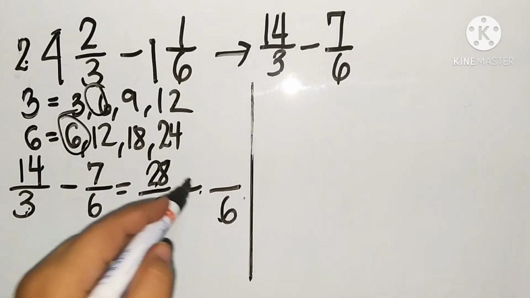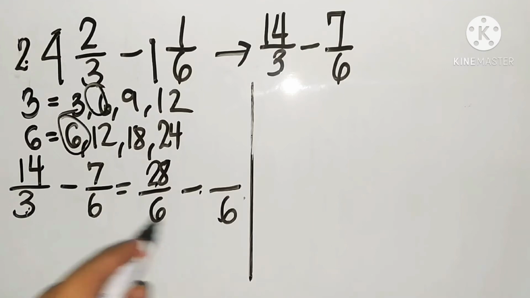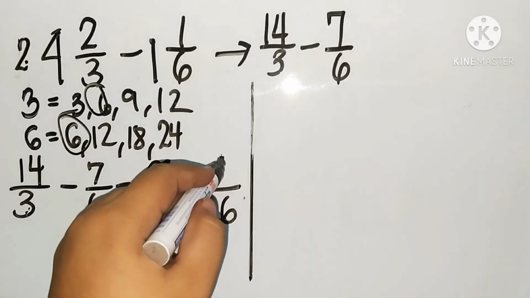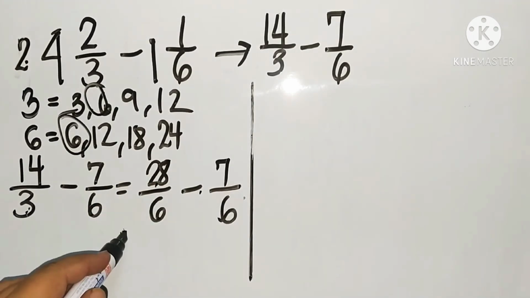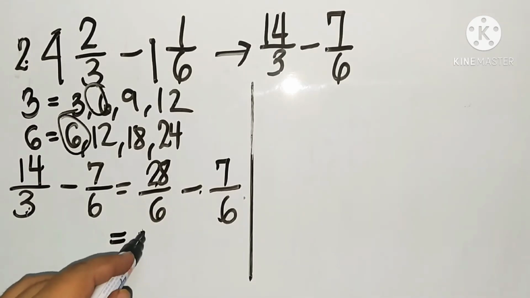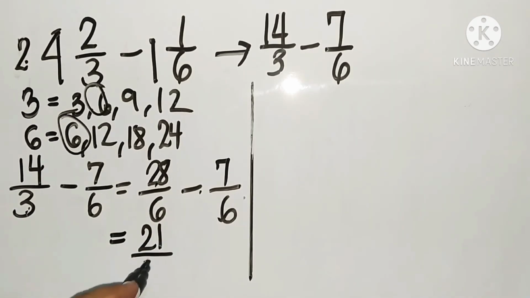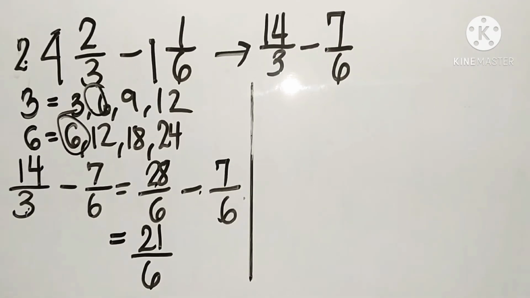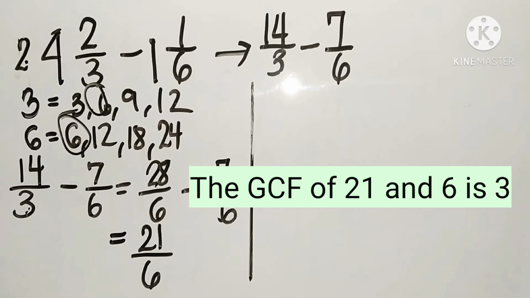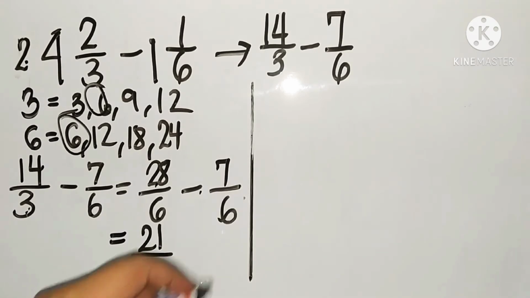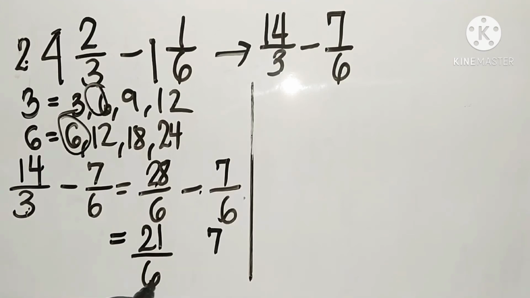Next, minus, may magbabago ba dito? Since pareha naman silang 6, walang magbabago. Kaya kukopyahin ko na lang yung 7. 28 minus 7 is 21 over 6. May common factor ba yung 21 at 6? Syempre, meron. Ang common factor ng 21 and 6 ay 3. So, magiging 21 divided by 3 is 7. 6 divided by 3 is 2.